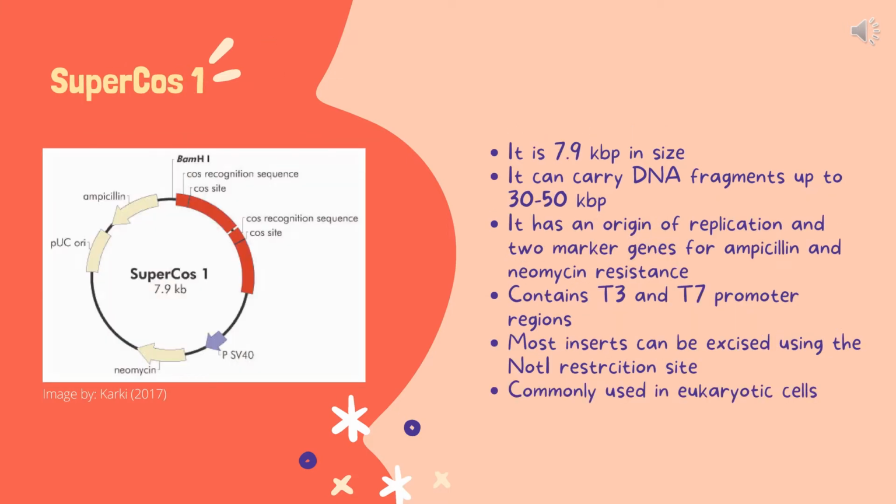Lastly, SuperCos1 is 7.9 kilobase pairs, which can carry DNA fragments from 30 to 50 kbp. It contains 2 marker genes for ampicillin and neomycin resistance, T3 and T7 promoter regions, and a NotI restriction site. The presence of promoter sequences can direct cell-specific expression, which is useful in eukaryotic cells.